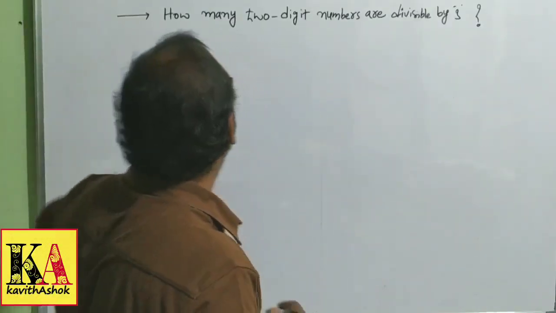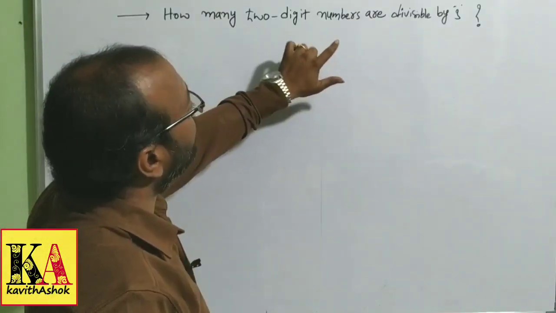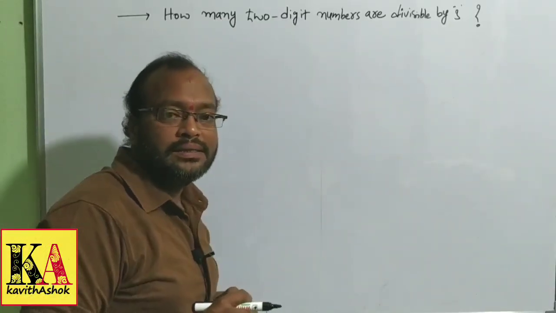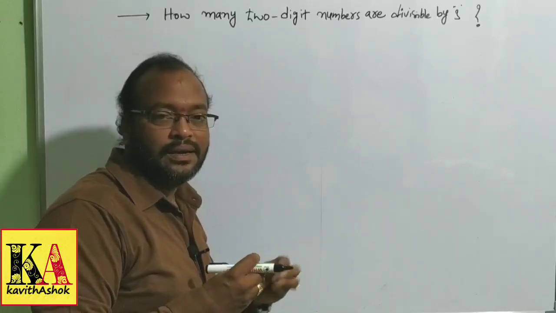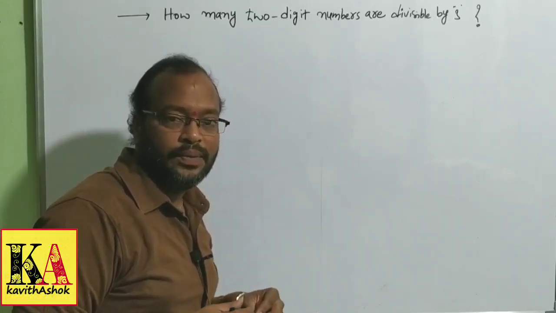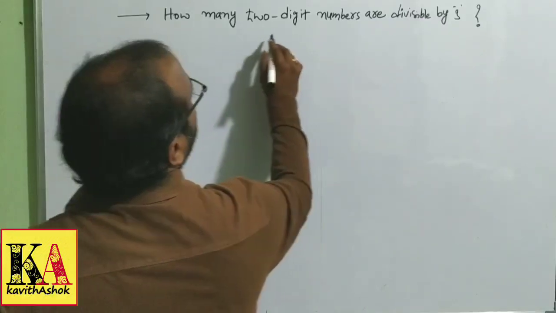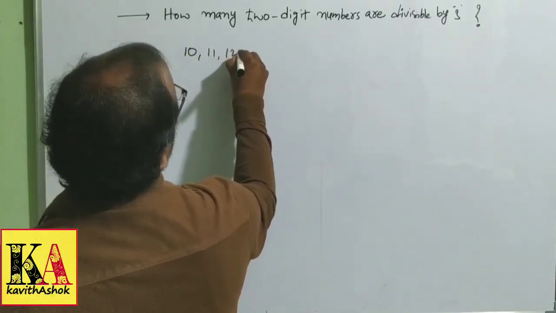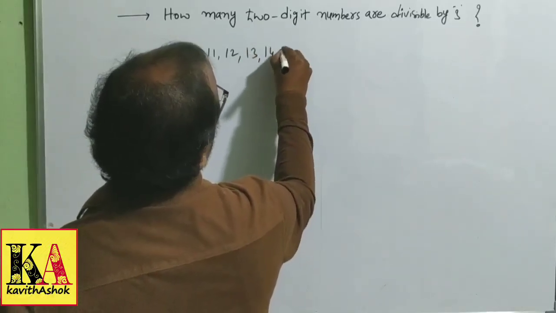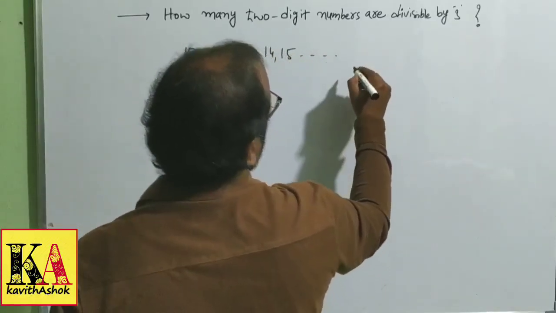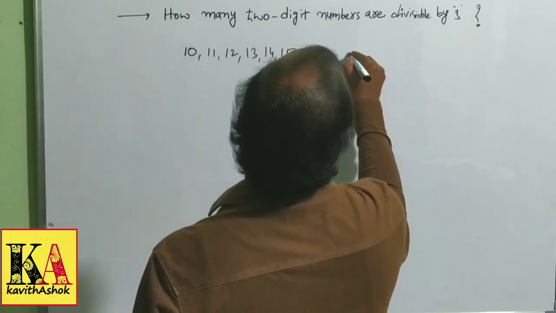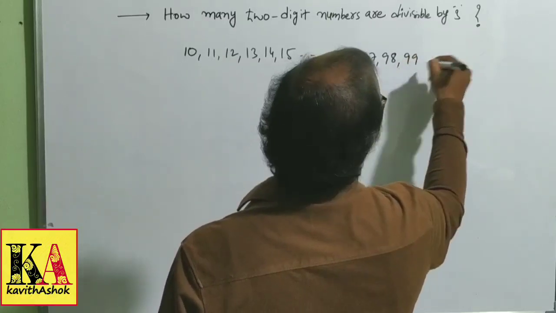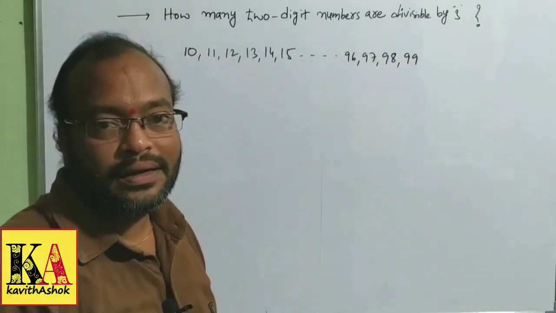Yes, look at here now. How many 2-digit numbers are divisible by 3? So we already know divisible by 3 in the sense here, the sum of the digits in that number is divisible by 3, then automatically it is divisible by 3. So the first 2-digit number, 2-digit numbers start from 10. 10, 11, 12, 13, 14, 15, and so on. 96, 97, 98 and 99. If you write the next number, that is 100, that is a 3-digit number.